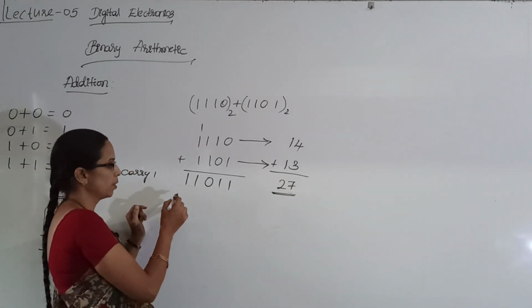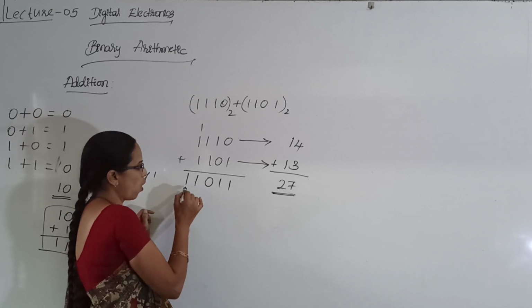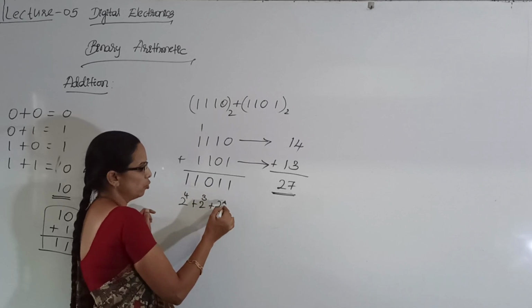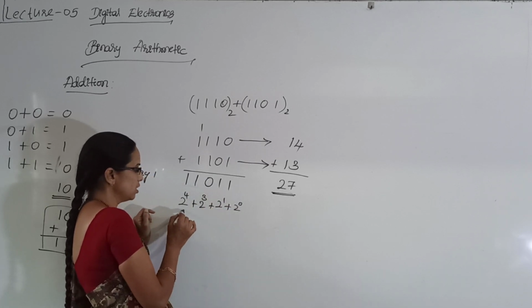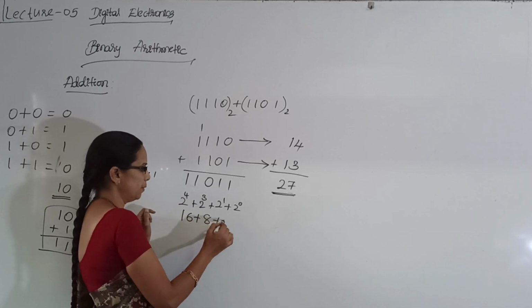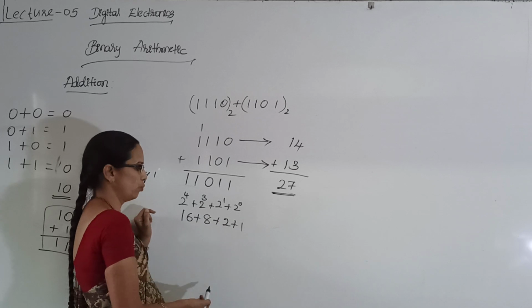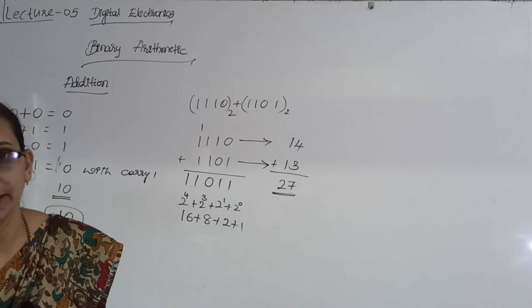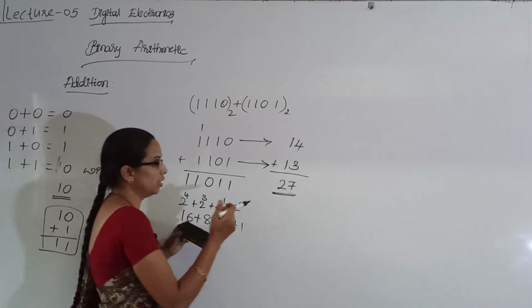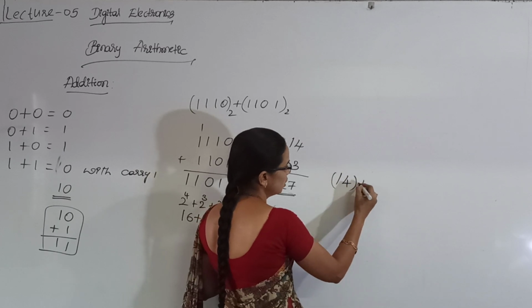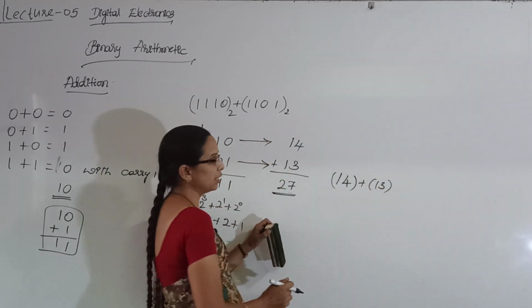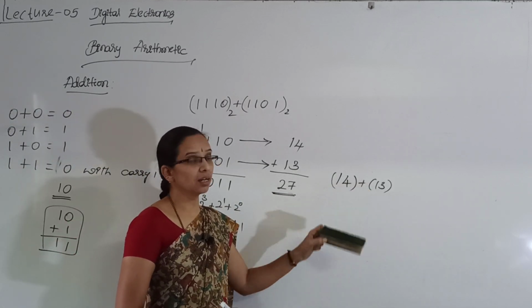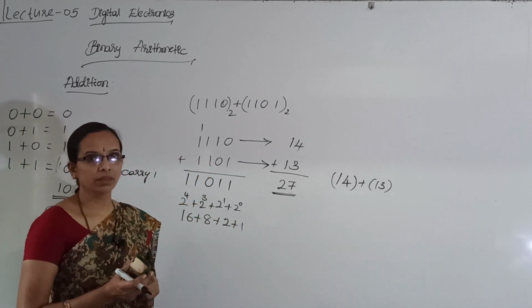Convert this. This is 2 power 4 plus 2 power 3 plus 2 power 2 is 0, 2 power 1 plus 2 power 0, that is 16 plus 8 plus 2 plus 1, 24, 26, 27. Whatever we have done is right. Okay. Sometimes they may give you as 14 plus 13. Perform the binary addition of 14 plus 13. At that time you have to convert 14 into binary and 13 into binary and then add them.